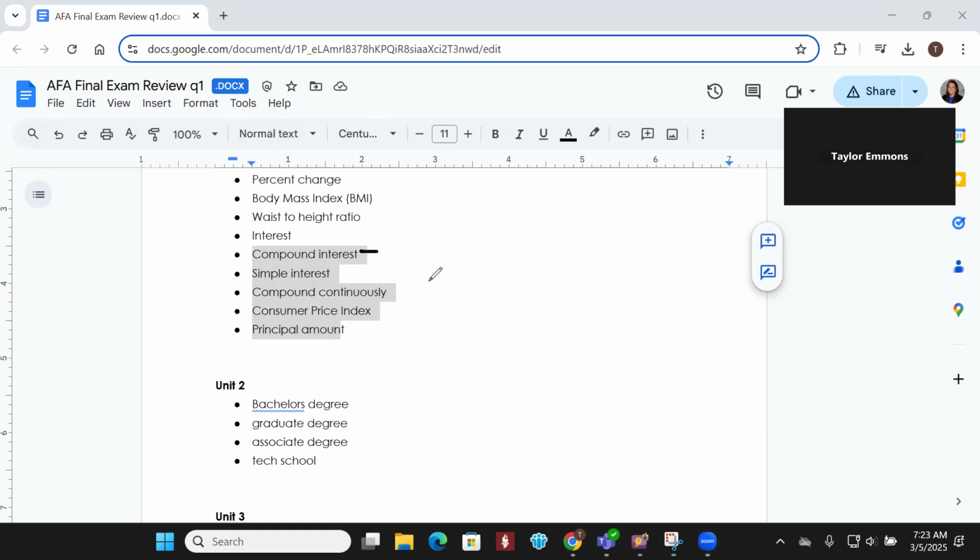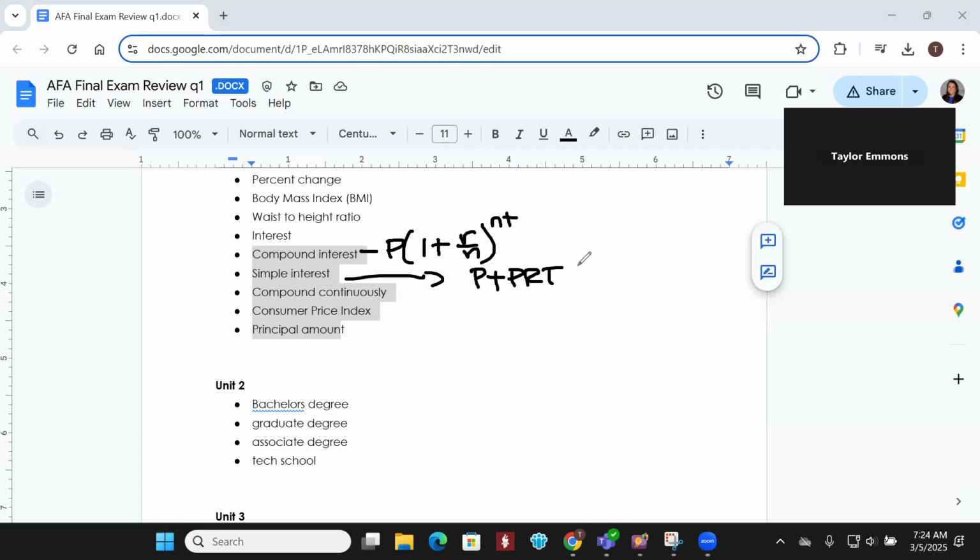What is compound interest? Do we remember the formula for that? Principal times 1 plus the rate divided by the number of times it happens in a year, raised to the number of times it happens in a year times years. Simple interest, we've got P plus P times R times T.